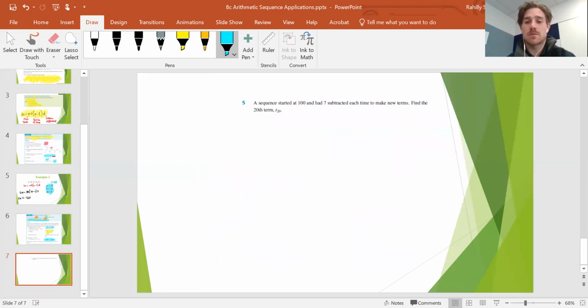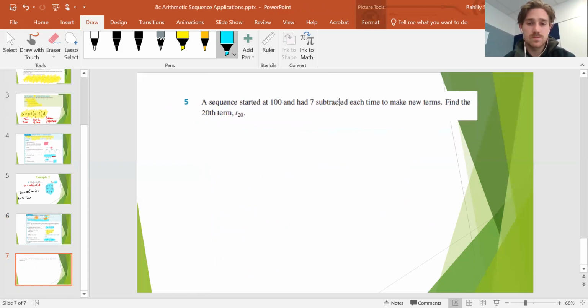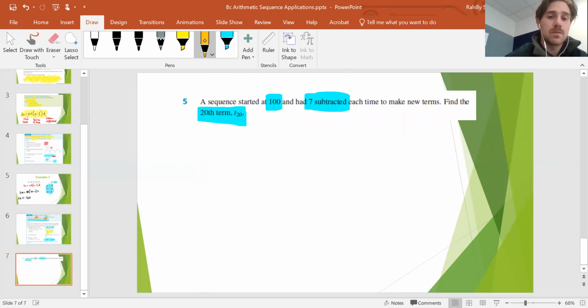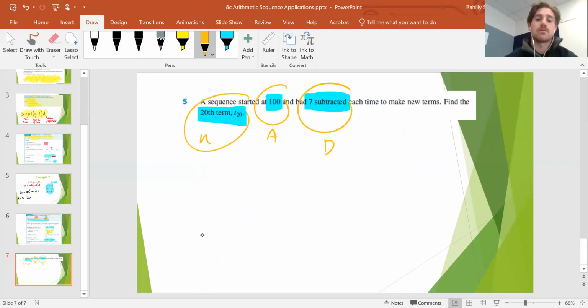Here's our last example. I'm going to make that a little bit bigger. Okay. A sequence starts at 100 and had 7 subtracted each time to make new terms. Find the 20th term. Straight away: 100, 7 subtracted, 20th term. That's our A. That's our D. That's our N. Okay. Again, we're just going to put it into that formula.